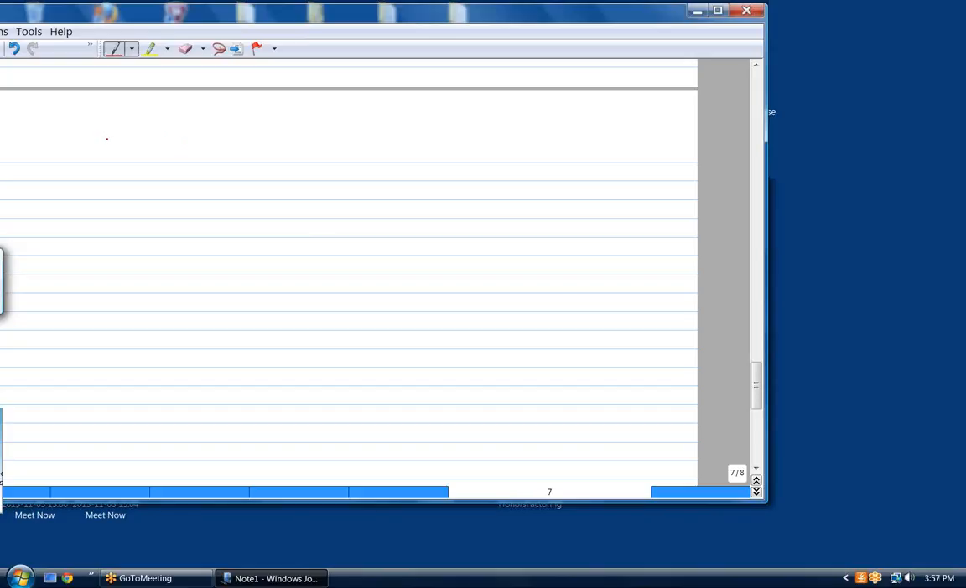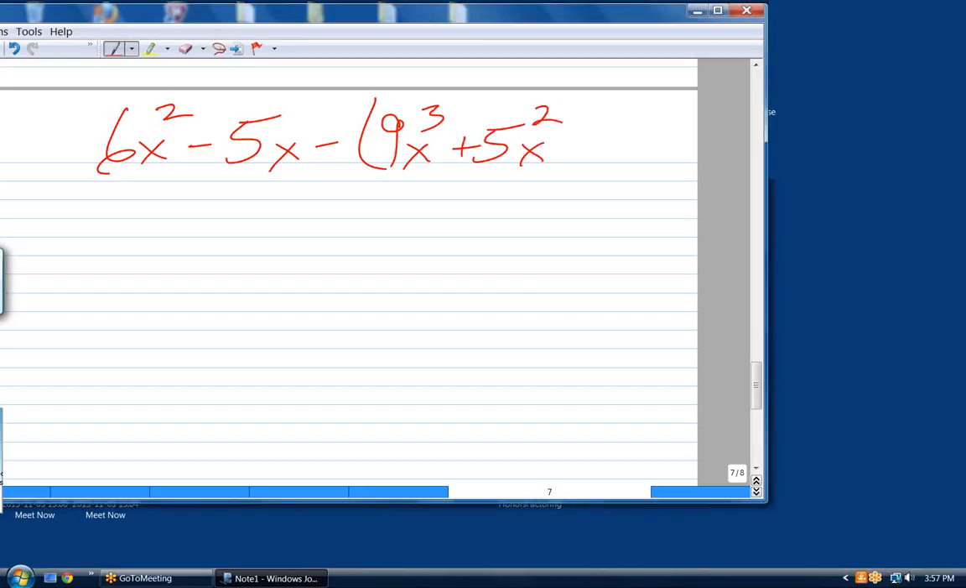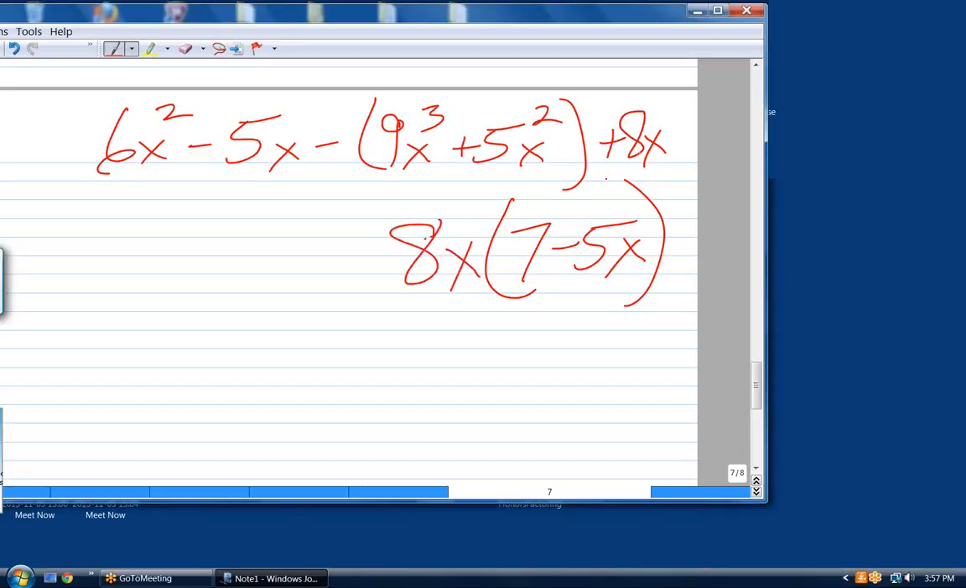Okay. 6x squared minus 5x minus parentheses 9x cubed plus 5x squared end parentheses plus 8x parentheses 7 minus 5x. What sign is in front of it? This is times the 8x? Yes.